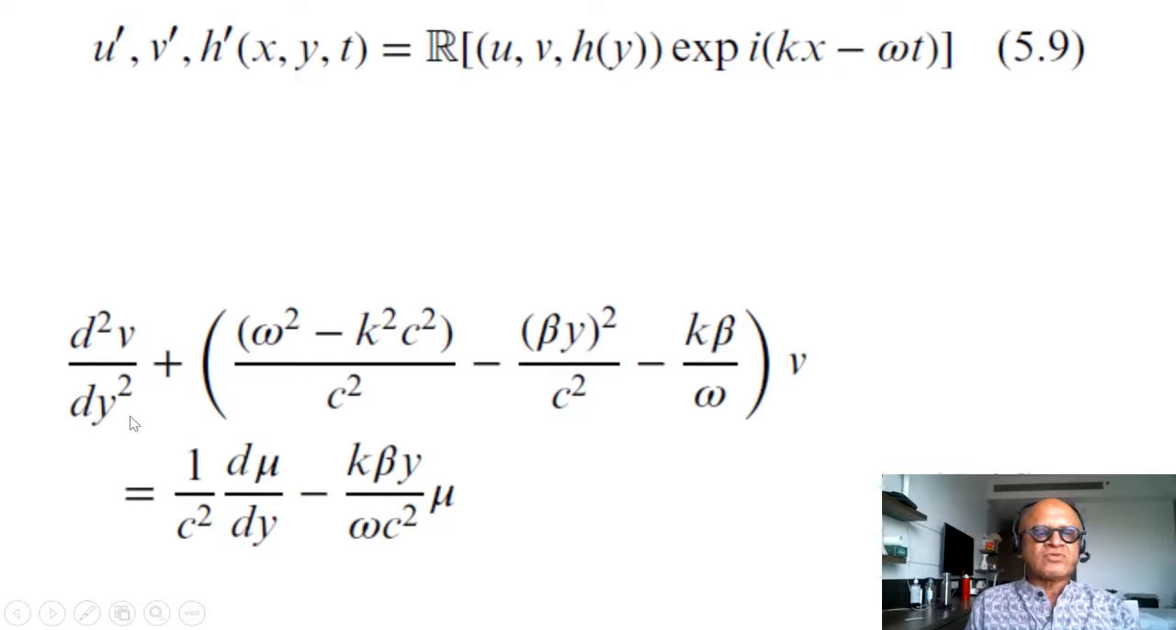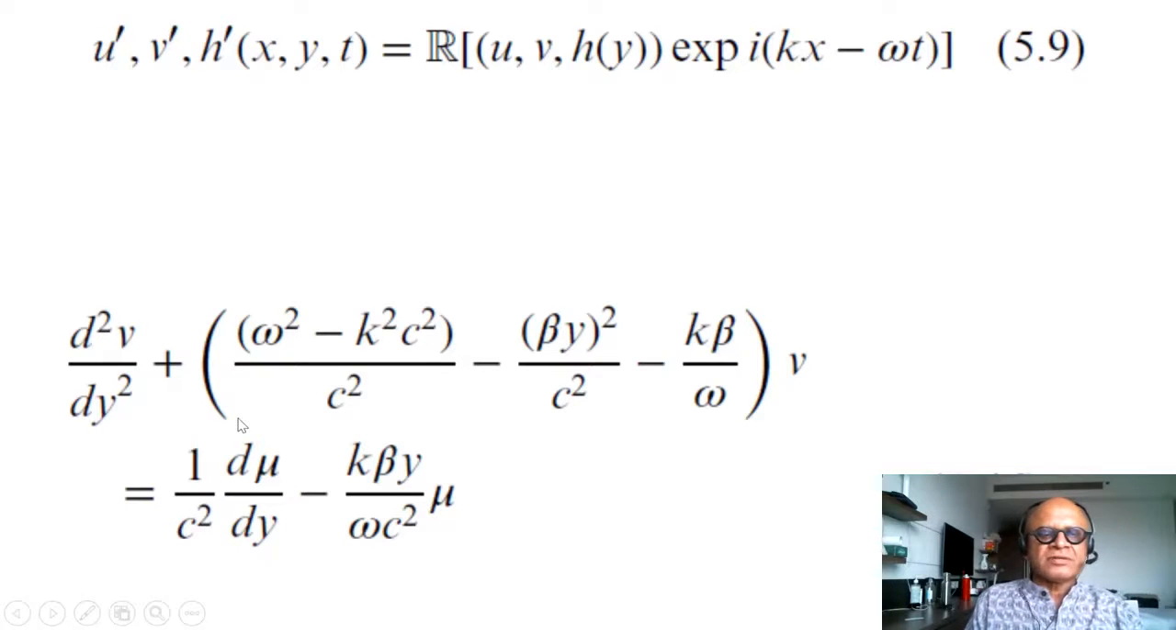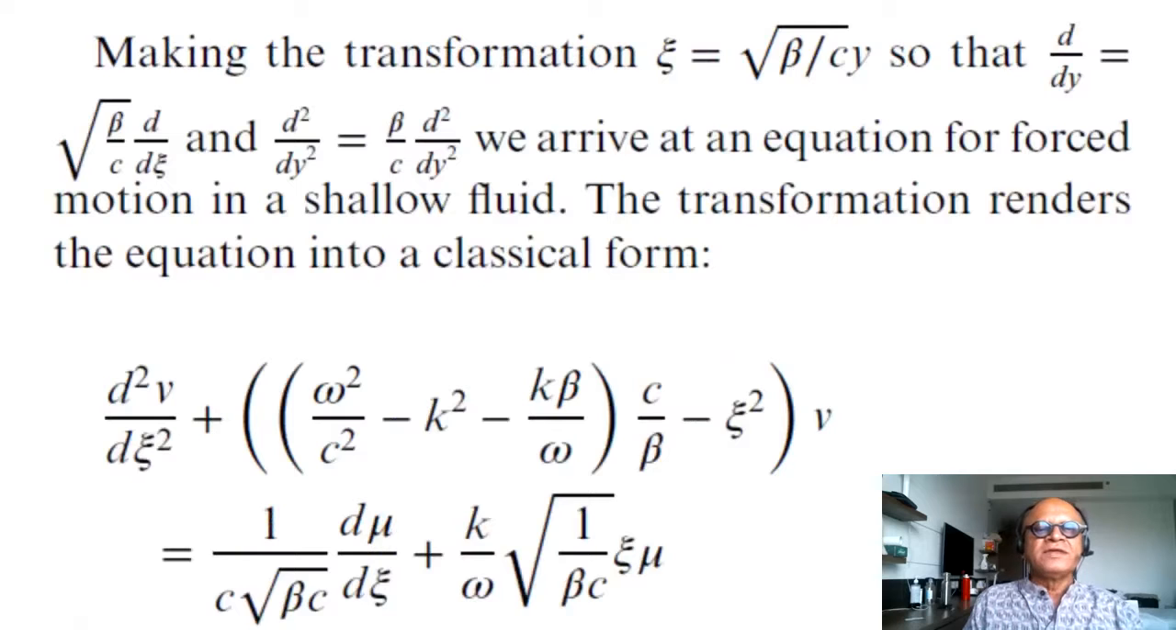So you can see now d squared v dy squared plus this complicated function of Coriolis and wave number and frequency. You have the relation between stratification and meridional balance. Okay, so making the transformation psi equal to square root beta over c times y. So gravity wave speed and the Coriolis beta effect, they are related.